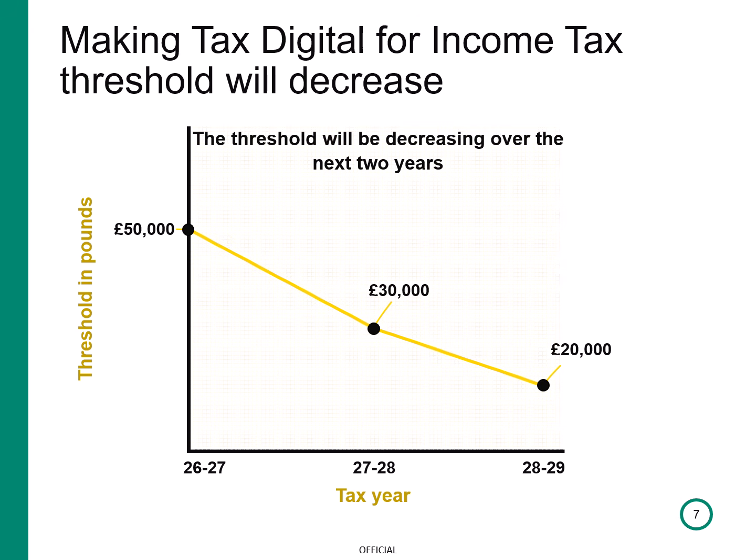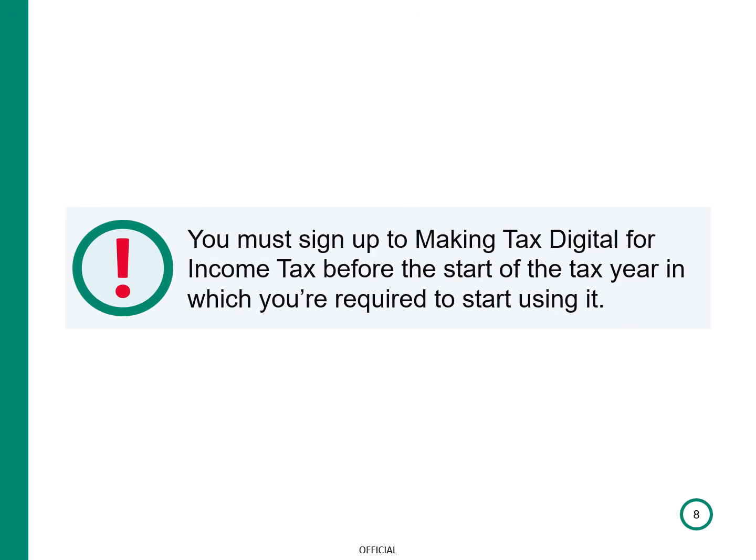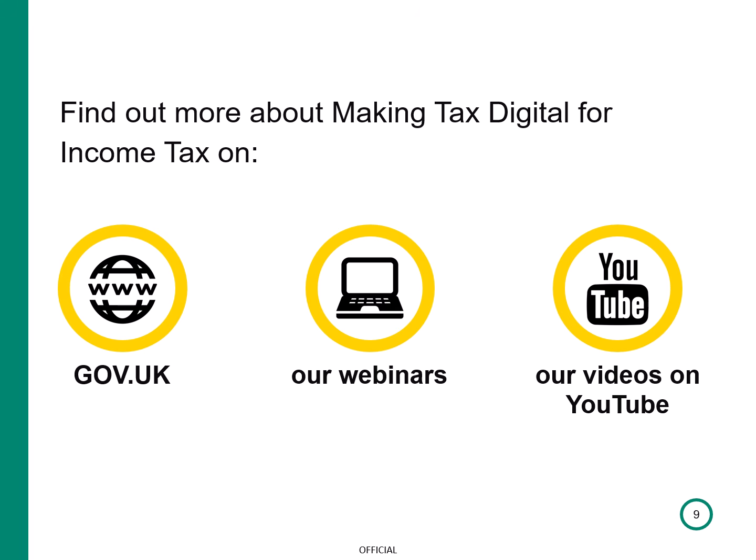The £50,000 threshold is being reduced over the next 2 years to £30,000 and then £20,000. You must sign up to MTD for income tax before the start of the tax year in which you're required to start using it. Find out more about MTD for income tax on gov.uk, in our webinars and our videos on YouTube.